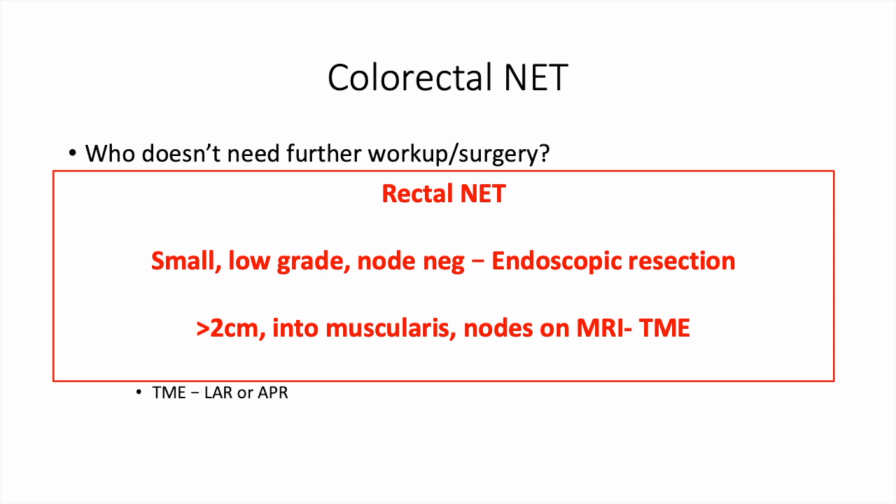Take-home points here are, especially for rectal NETs, we have to think about it a little bit more because rectal surgery is a bigger deal. Small, low-grade, node negative, try to do an endoscopic resection. Greater than 2 centimeters, just like the appendix, into the muscularis or nodes on MRI, these patients need a TME. So that 2 centimeter number is very important for these GI neuroendocrine tumors.